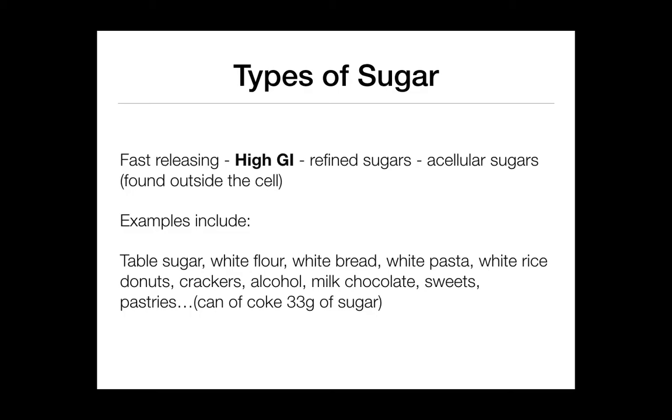sugar. So table sugar, white flour, white bread, can of Coke, alcohol, chocolate, sweets, crackers, donuts, pastries, these all contain acellular sugar. It's very quick to digest in the body.